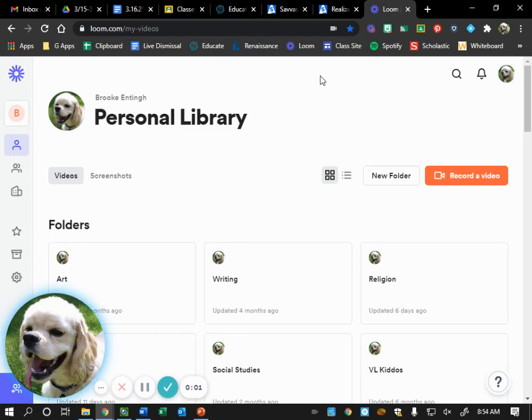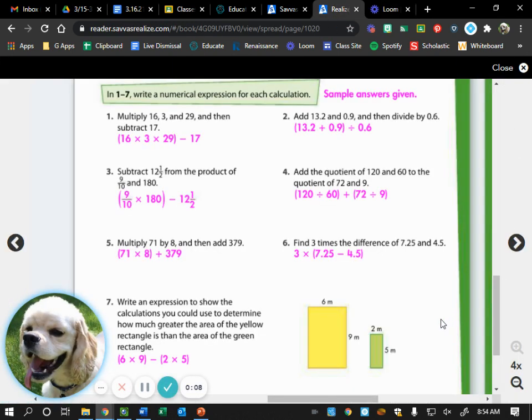All right, we are opening up to last night's homework, 751 and 752, to correct our homework. So here is 751. You were supposed to write a numerical expression for each calculation. You didn't have to solve it, you just had to write it. So we had numbers 1 through 4 to begin.